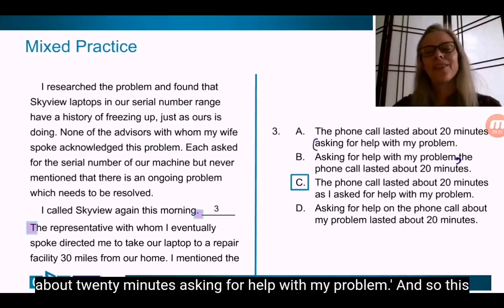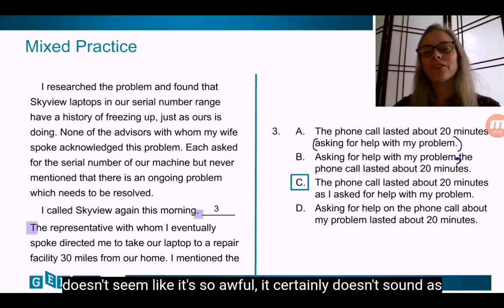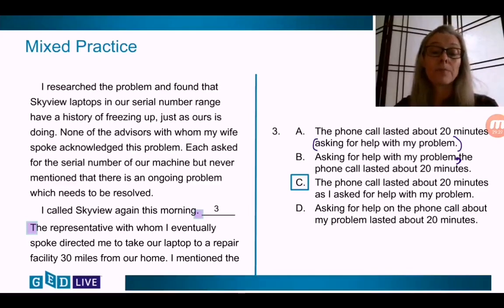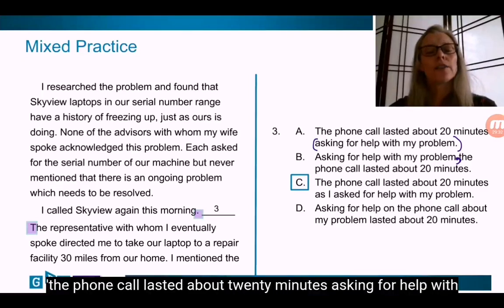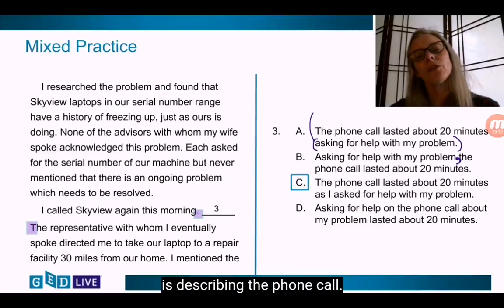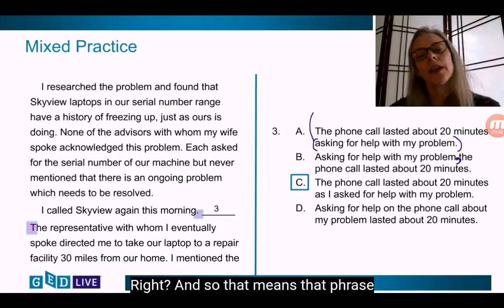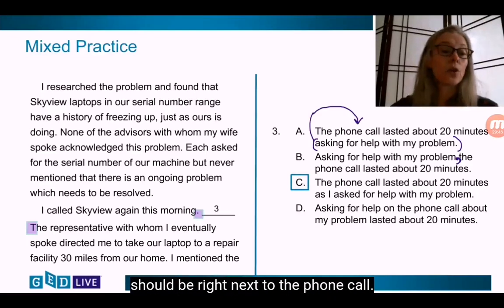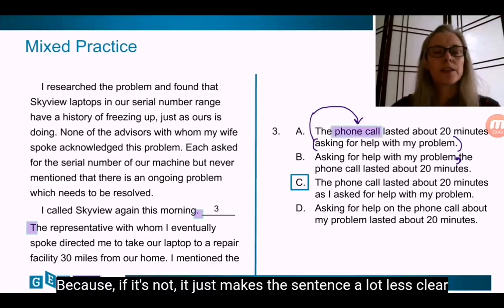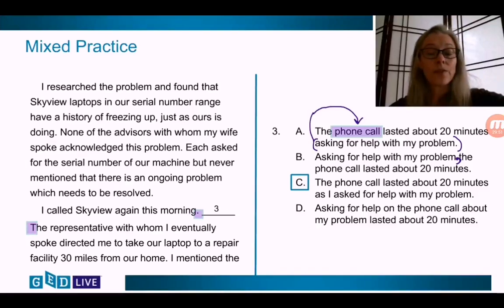And so this doesn't seem like it's so awful. It certainly doesn't sound as ridiculous as answer choice D does. Right? But the phone call lasted about 20 minutes asking for help with my problem. Well, asking for help with my problem is describing the phone call. Right? And so that means that that phrase should be right next to the phone call. Because if it's not, it just makes the sentence a lot less clear. Right?